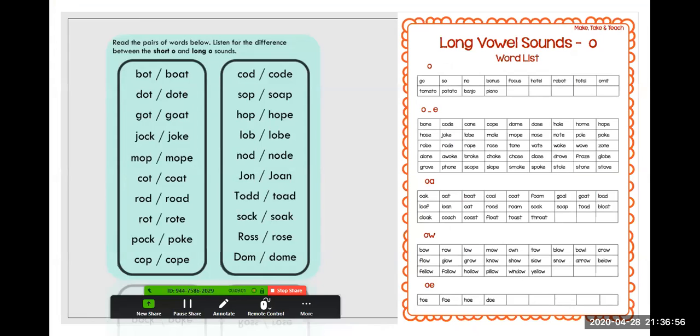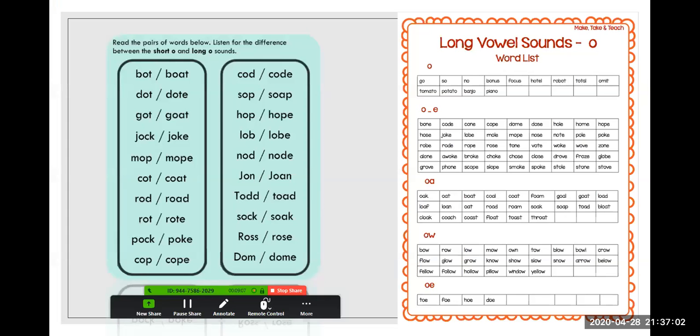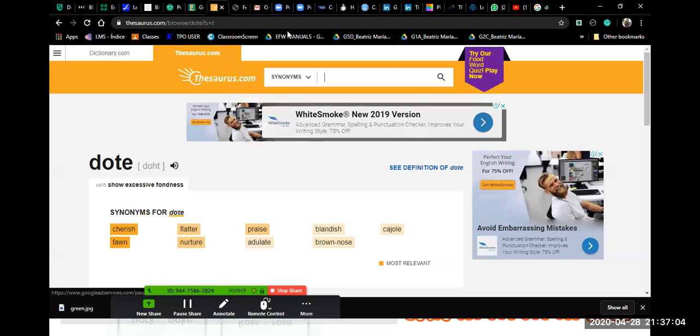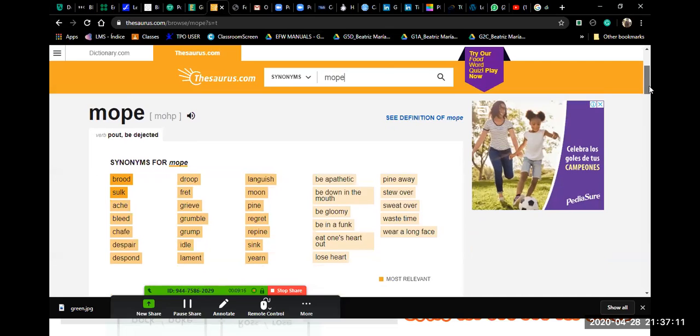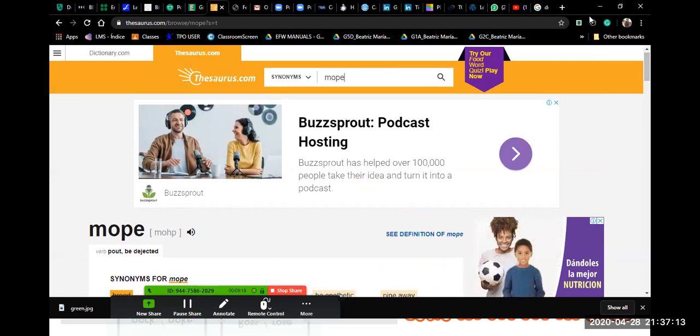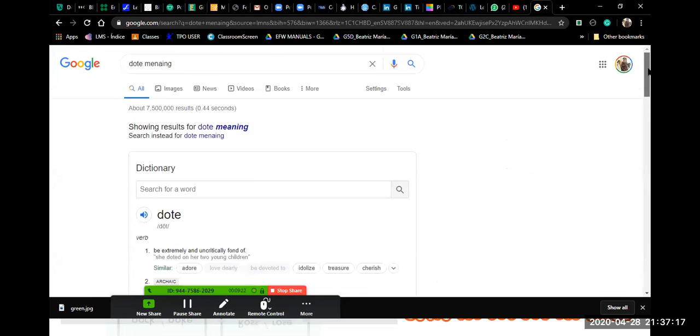So we have boat, we have dolt, we have goat, joke, mop, coat, road, rote, mop. Mop, teacher? Hmm? Mop. I don't know. What is the meaning of mop? Mop. So we go here.